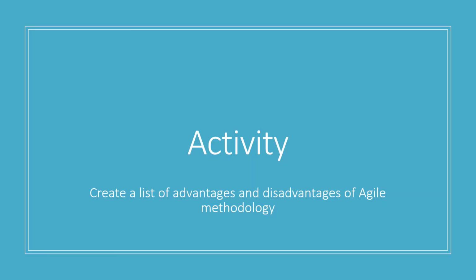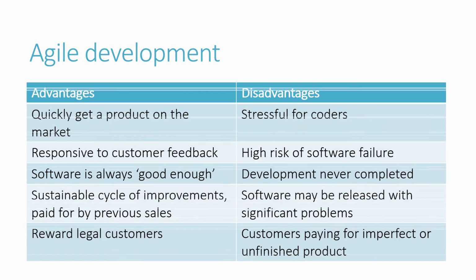In the meantime, here's an activity. Create a list of the advantages and disadvantages of the agile methodology. And I don't usually do this, but I'm going to show you the list now. So if you want to do it on your own, please pause the video, because I'm just going to show you some of the advantages and disadvantages in a table. I'm not going to go through all those. There they all are. I've spoken about all of those. So check your own work, and if you've missed any of those out, it's worth noting them down.